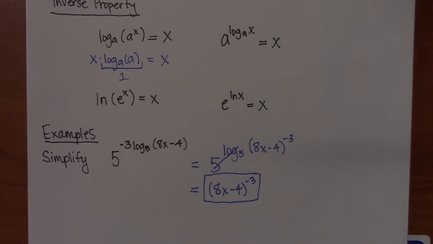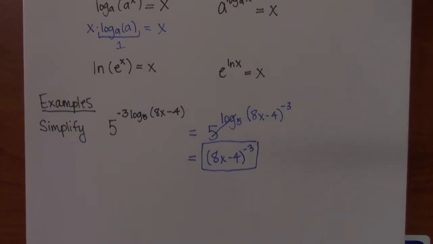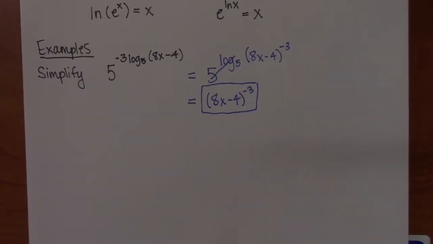You could, if you wanted, take it one step further and write 1 over 8x minus 4 raised to the 3, because if we wanted to get rid of the negative exponent, we could do that, but I would say that that's perfectly fine, unless it says in the instructions, no negative exponents, unless there's something specific in the question that tells you where to stop. All right, any questions on that?